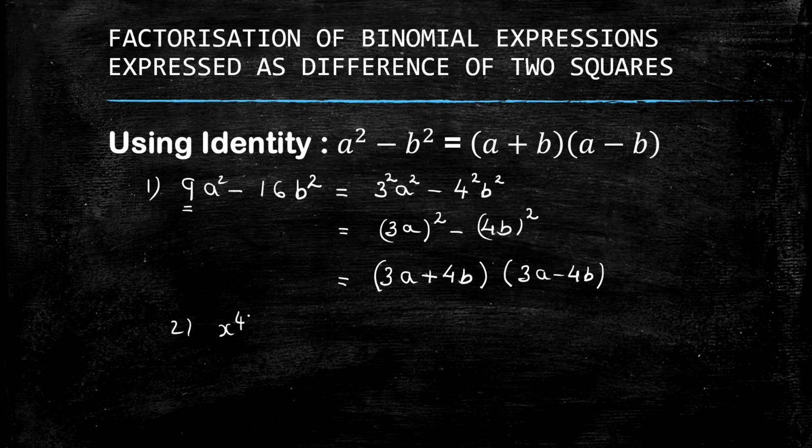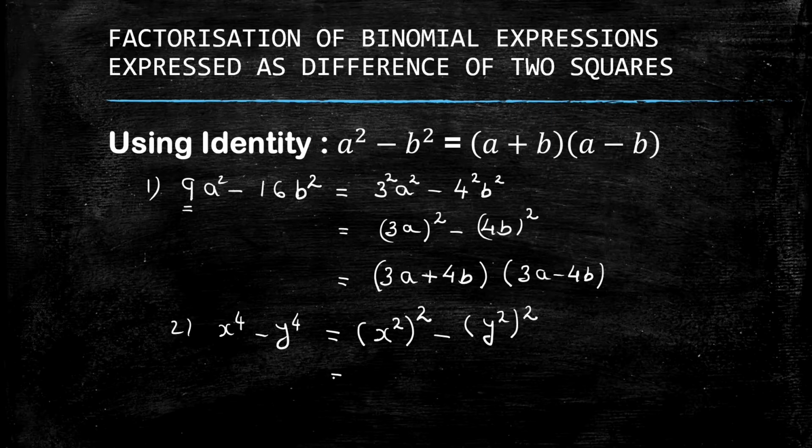X power 4 minus y power 4. Now here it is a difference between two terms which have the power 4. But we have to see if I can bring it down to the same form as a square minus b square. Let's see how we can do that. Try out if I can write this term as something to the power of 2. We know that 2 into 2 is 4, so it is x square the whole square. Similarly, y power 4, I can write it as y square the whole square.